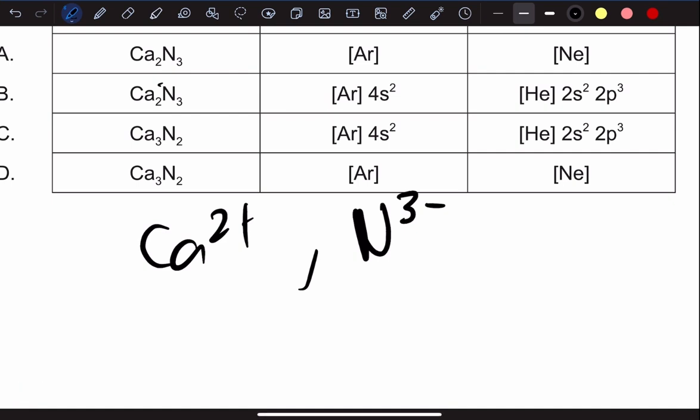So how would we do that? Well, we can just do the drop and swap method. It's not too difficult. We just drop and swap these two, right? So it's going to be Ca3N2, right? Basically, I just drop this exponent to here.